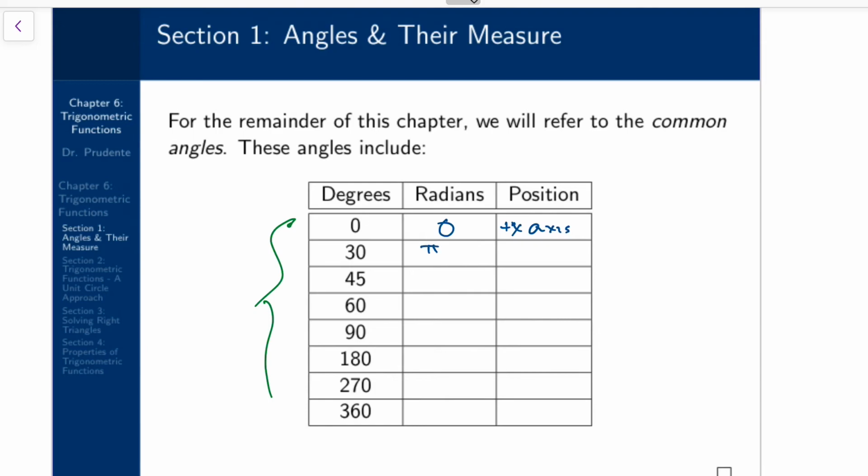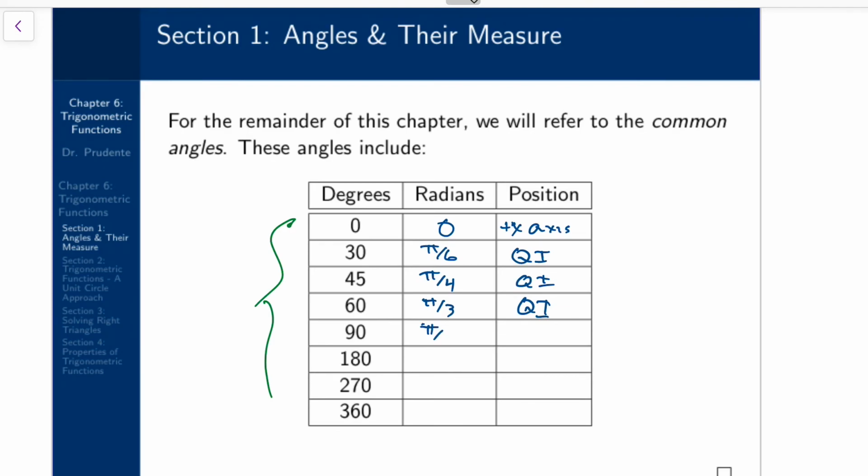30 degrees will have a radian measure of pi over 6, and its terminal angle side will be in the first quadrant. 45 degrees will have a radian measure of pi over 4, and it again will be in the first quadrant. 60 degrees will have a pi over 3 radian measure. Again, it will be in the first quadrant.